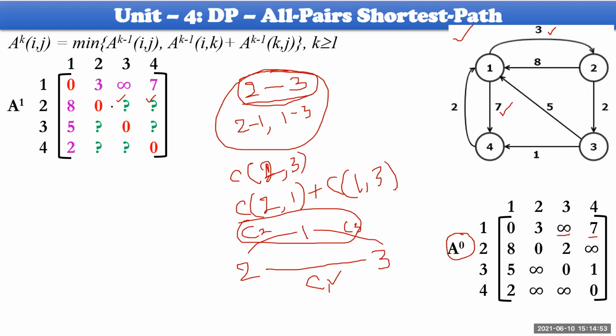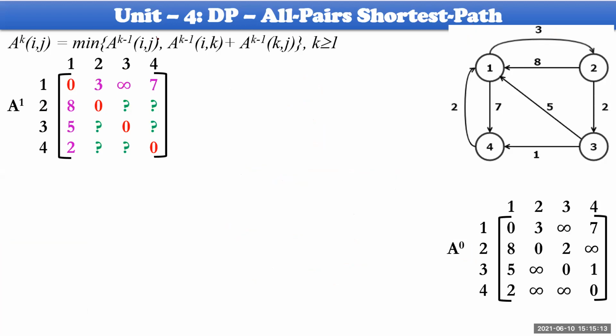So look at this 2 to 3. This question mark will be given by this. So 2 to 3, this is the edge. In between 2 to 3, I'd like to take 2 to 1 followed by 1 to 3. Intermediate vertex, 2 to 1 followed by 1 to 3. In this way, I have to identify. So look at the formula here. The formula is A power k of i comma j. K equal to, right now, it is 1.